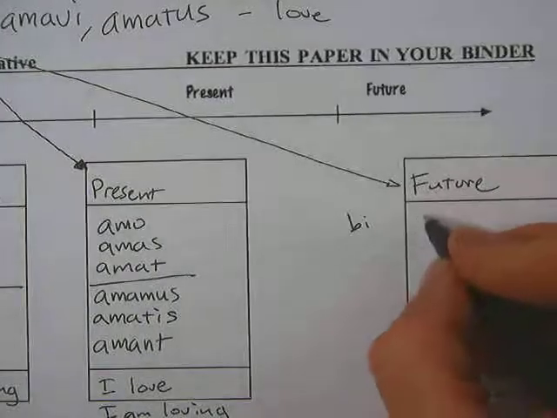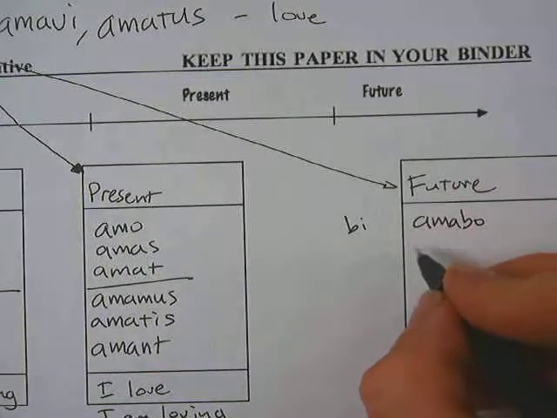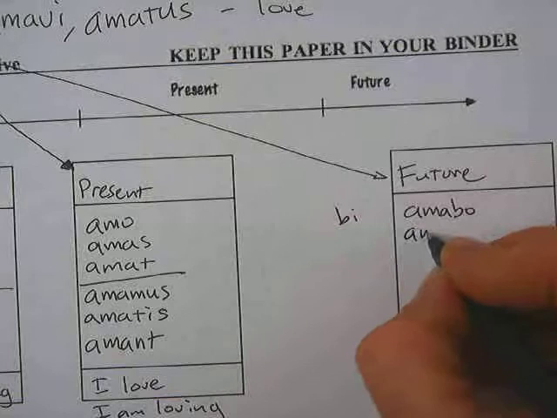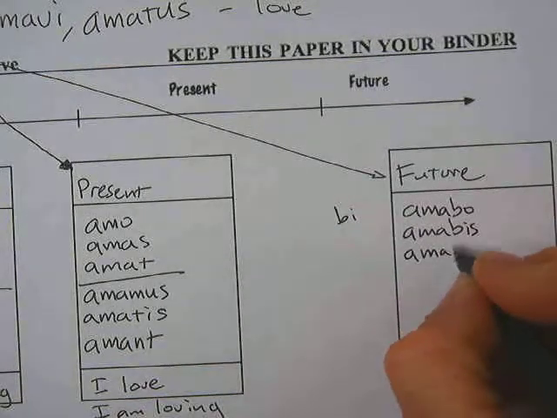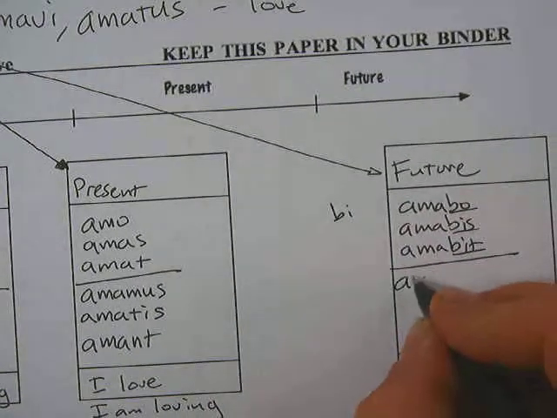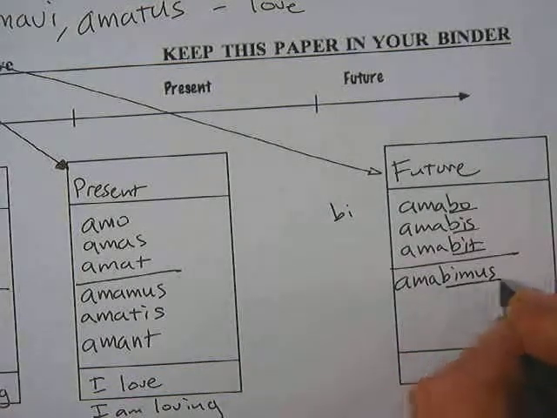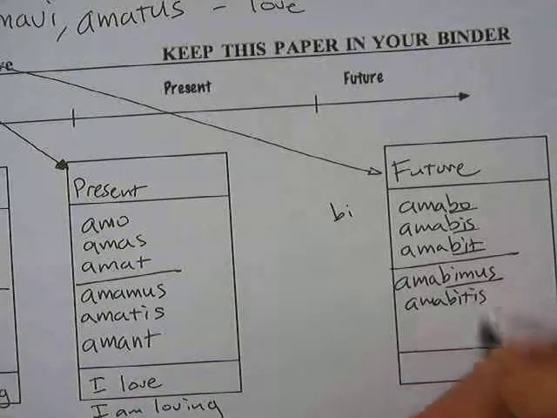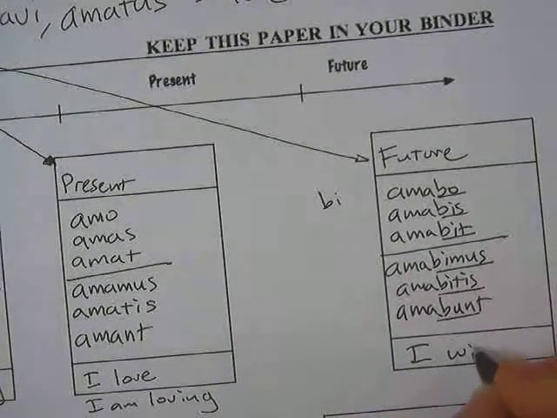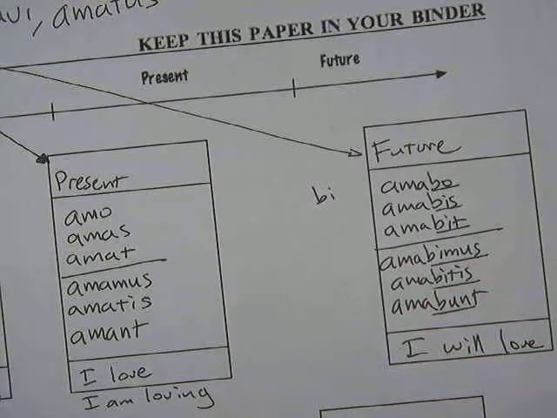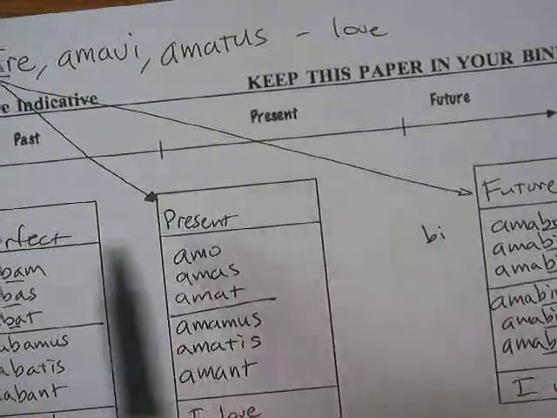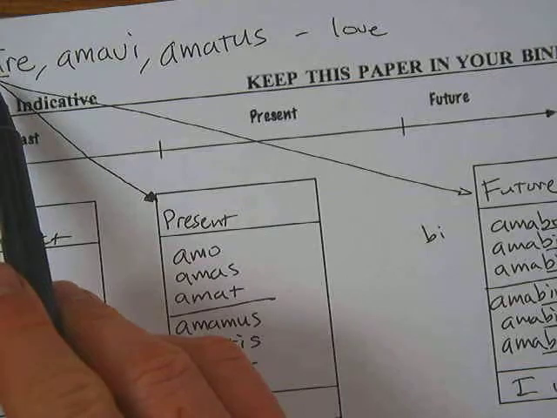And remember our tense sign: whereas with the imperfect it was BA, with the future it's basically BI. So for future you say amabo, I will love, or I will be loving, if you want to have the English hang-up about always having to be doing something. Amabis, amabit, amabimus, amabitis, amabunt. I will love, or you could do an ongoing I will be loving, but I don't think we'd say that very often in English.